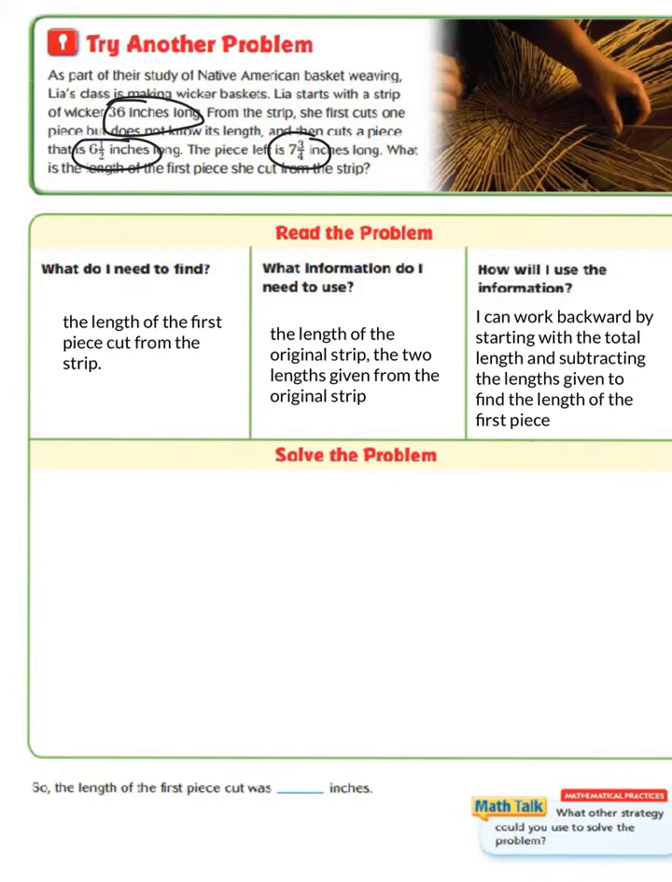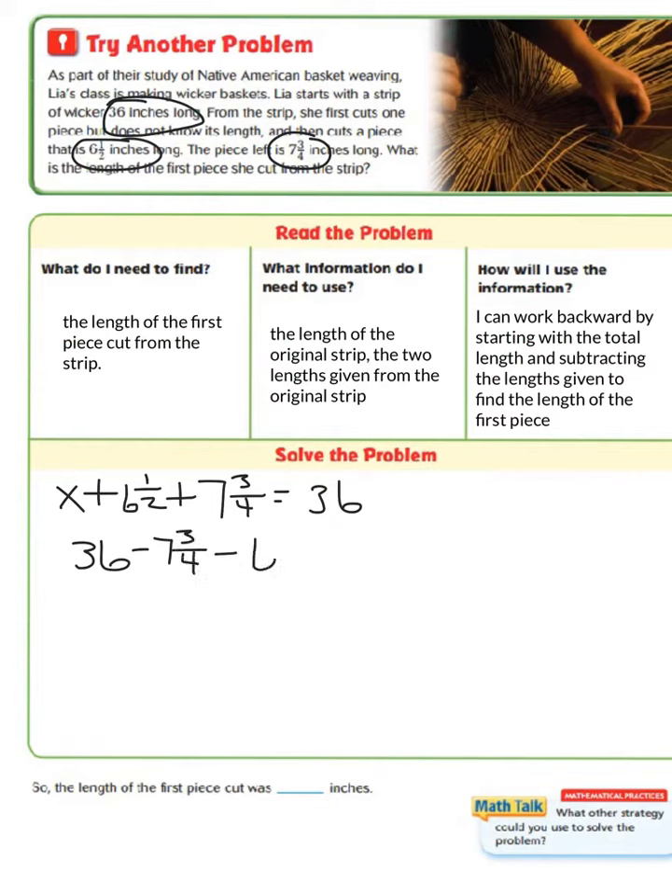So, in order to solve the problem, we have to start by writing an equation. If we use addition, our equation would look something like our unknown variable x, the first piece, plus our 6 1/2 piece plus our 7 3/4 piece equals the total length of 36 inches. Now, in order to work backwards to solve for our unknown variable, we would take our 36 inches minus 7 3/4 and minus the 6 1/2 equals our x.